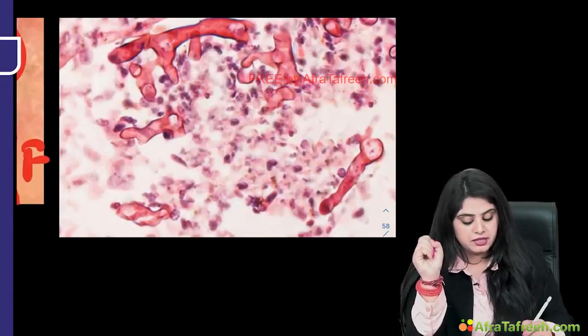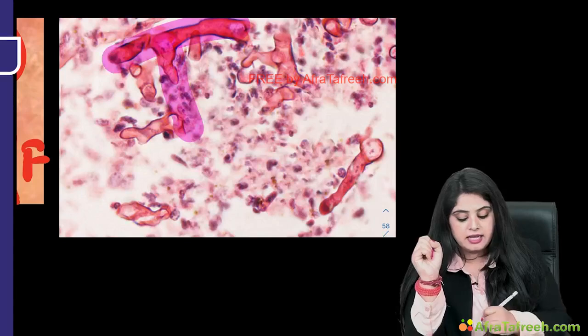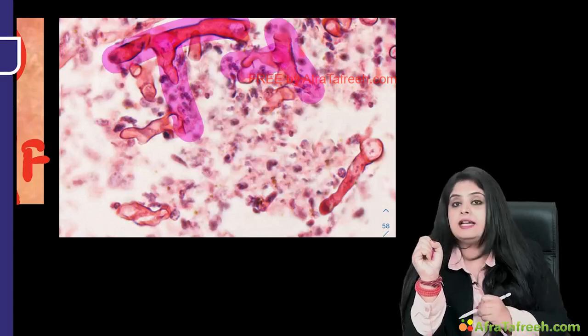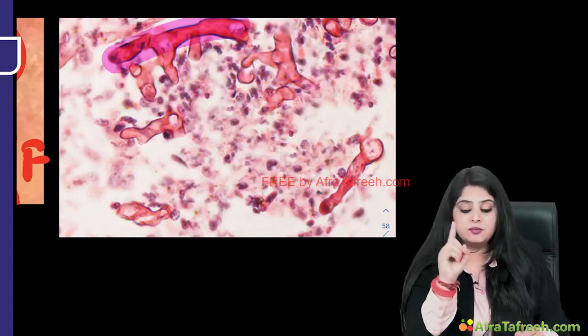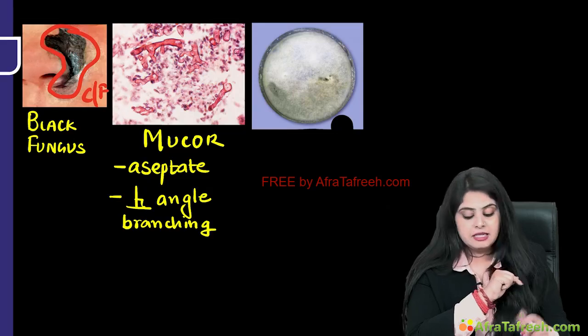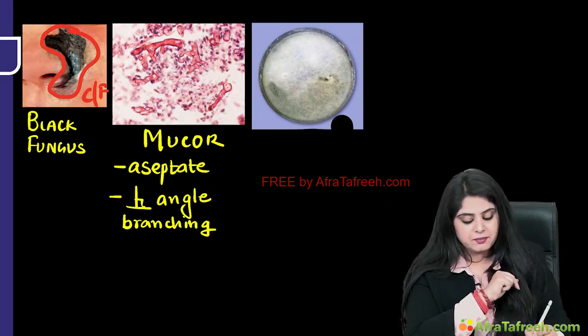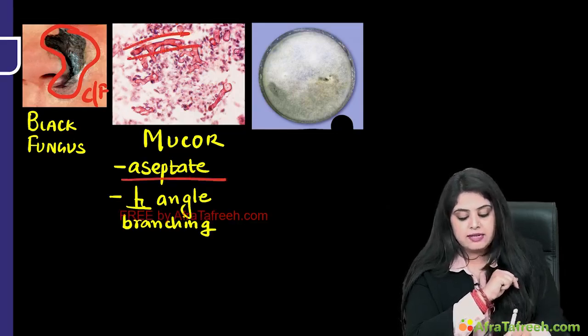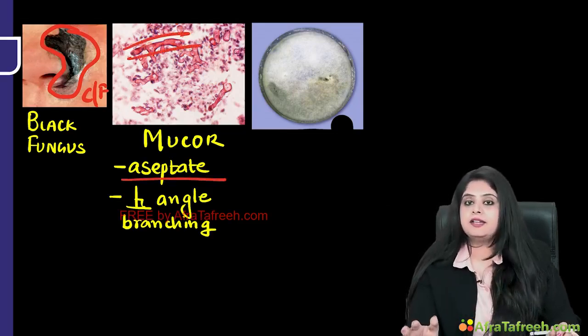I can see over here that mucor is going to have a right angle. It's coming out exactly at right angle, right? So right angle. Aspergillus was acute. So this is right angle. Aspergillus was septate. This is going to be aseptate. This is all clear. You don't see any line inside it, is it?